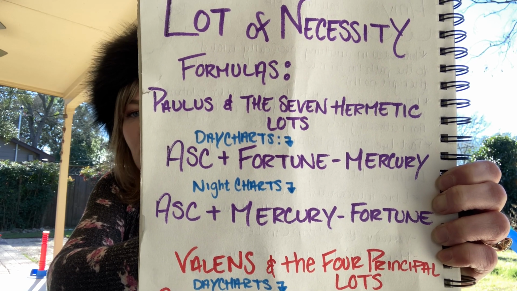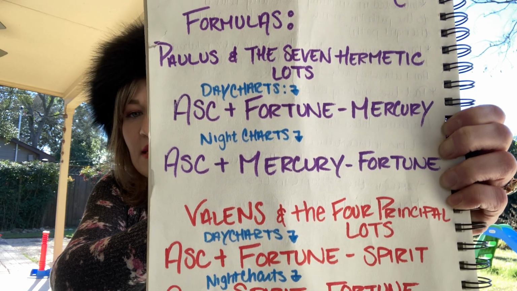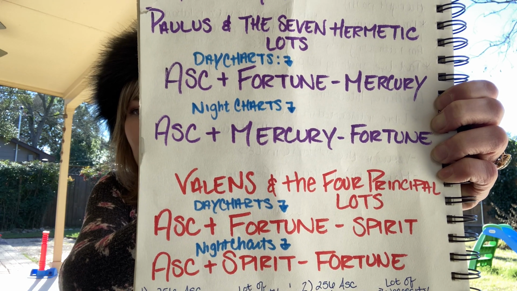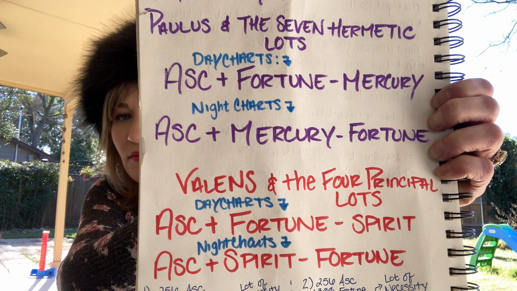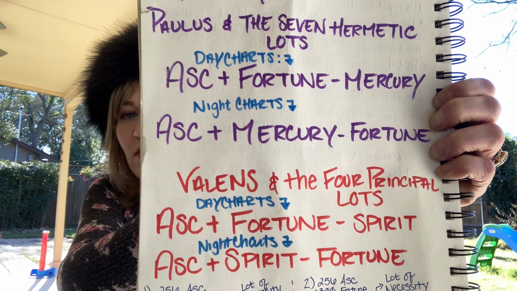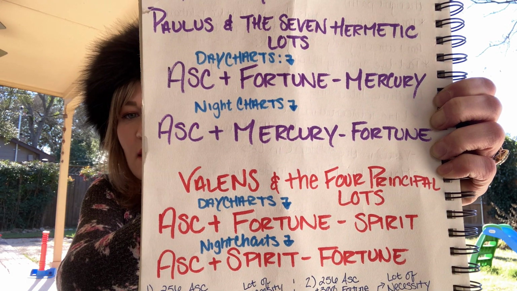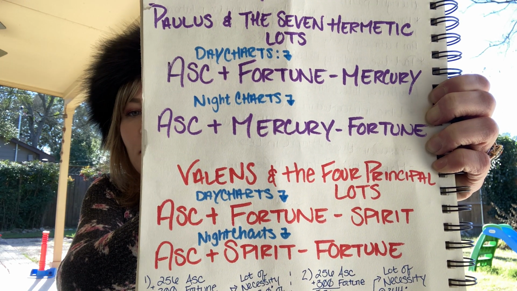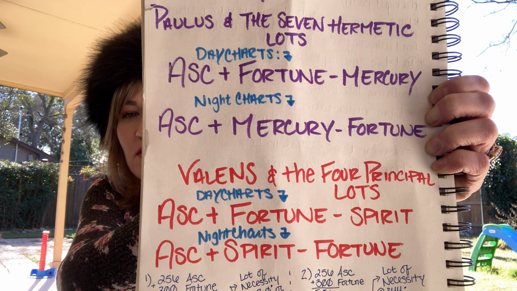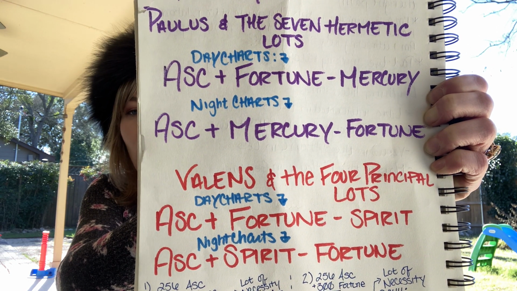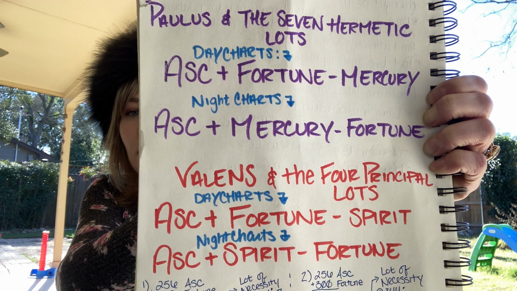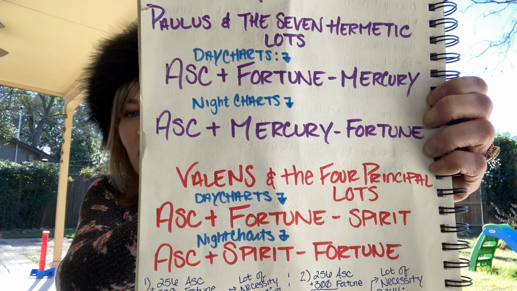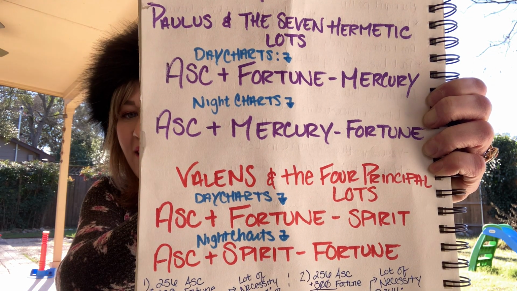Now, the other lot of necessity, which is also known as the lot of basis, is done by Valens and is one of the 4 principal lots. It is the ascendant plus the part of fortune minus the part of spirit for a day chart. And it's the ascendant plus the part of spirit minus the part of fortune in a night chart.